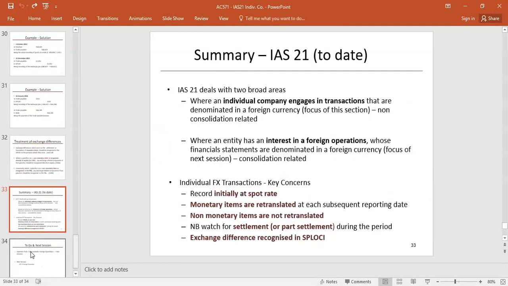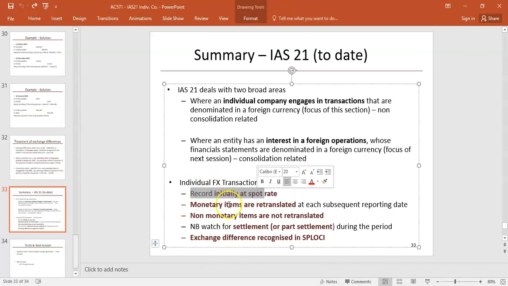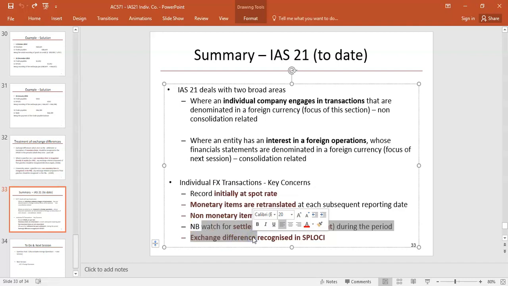So your summary then is IAS 21 is a brand new standard for you. It covers two areas where a company engages in foreign transactions. First, transactions denominated in a foreign currency, which is not related to consolidation, and that's what we focused on today. There are simple rules around how to initially record it, the difference between monetary and non-monetary items, and how you deal with exchange differences: exchange differences at the year end, which we call retranslation differences, or exchange differences on settlement.